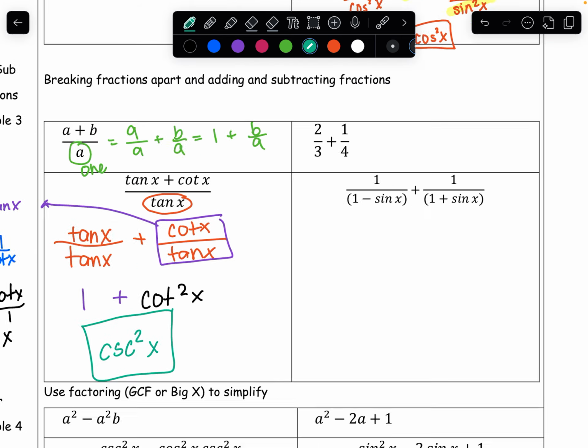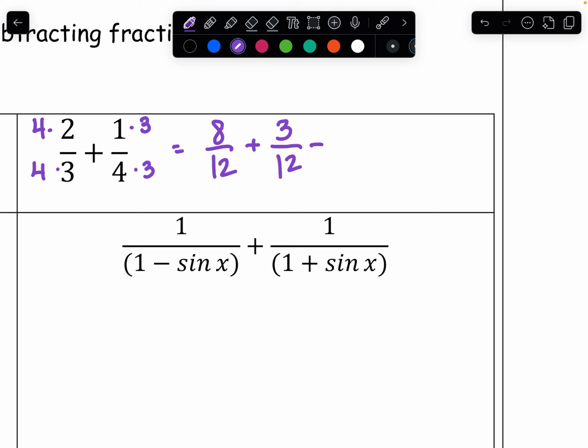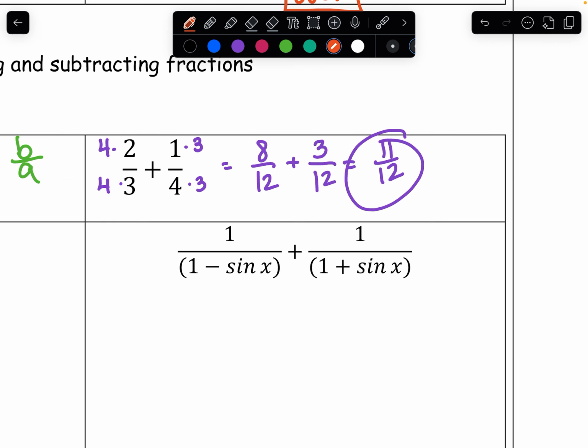Okay, now let's look at our next one. This one, to add fractions, we have to have the same denominator. So we would multiply the top and bottom by 4 and the other one by 3. So that would give us 8/12 plus 3/12, which we can now combine to make 11/12. Well, we can do that same thing on this type of problem. We can multiply by the other denominator, so we can combine them.